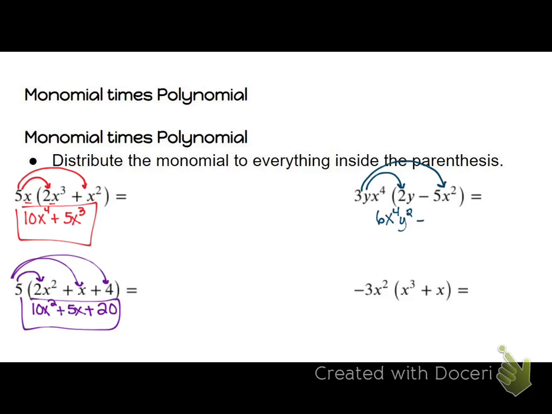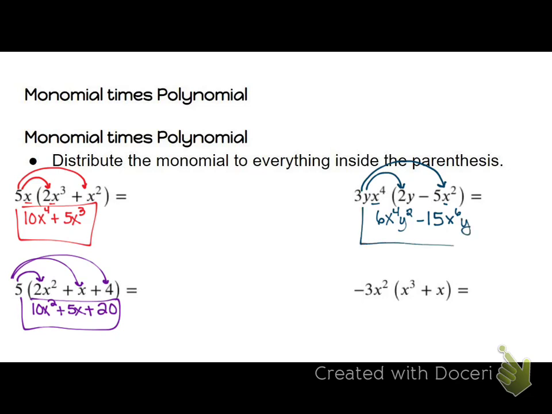Now let's worry about my x's first. So I have the same base, the same base. What does that equal? x to the 5th. When I multiply exponents with the same base, what do I actually do with the exponents? Add them, so that equals 5. And what about my y? 1. Yeah, just y to the 1.